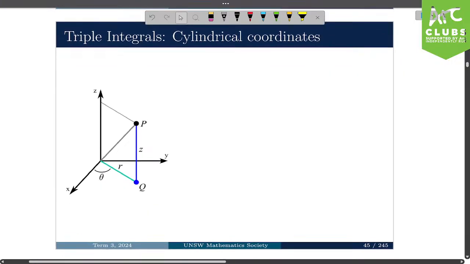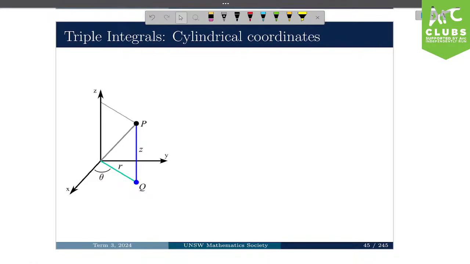Okay, so now for cylindrical coordinates, if we want to map a function f of x, y, z into cylindrical coordinates, we first convert each of these into their respective cylindrical coordinates. So z is just equal to z, x is equal to r cos theta, and y is equal to r sin theta.